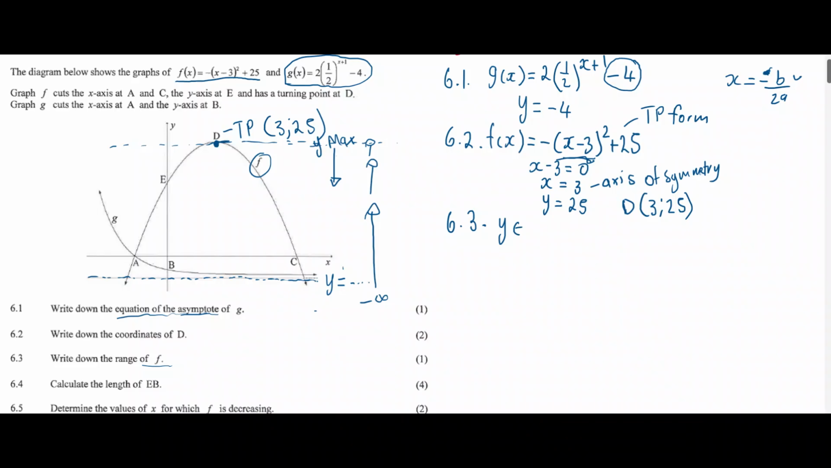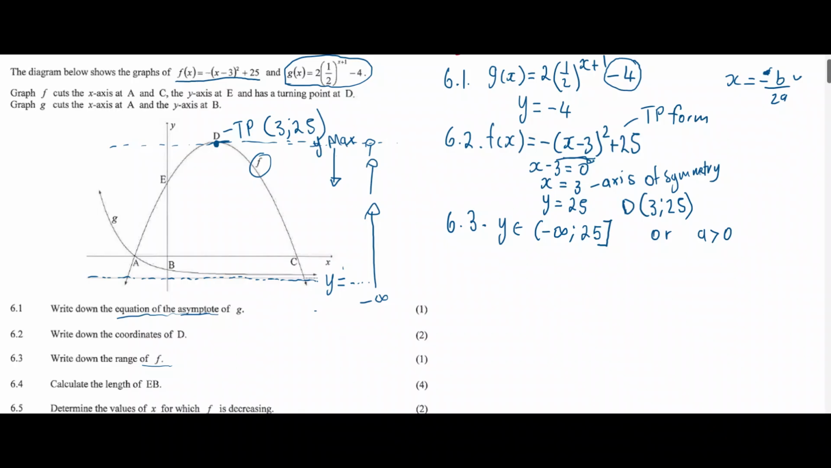So the range of this function, the function exists from negative infinity all the way until the maximum value 25. We will include 25, so we put this kind of bracket because we include 25. 25 is our turning point, the y value of the turning point, so we should include it. It's not an asymptote. If it was an asymptote, we would not include it. Good. So now let's move on.